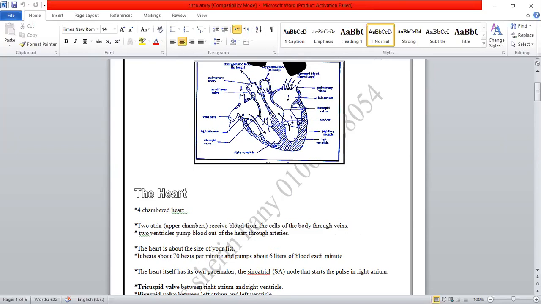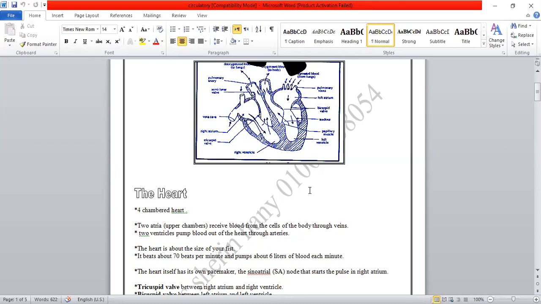The heart is about the size of your fist. If you close your fist and look at it, its size is the heart size. The heart beats 70 beats per minute, on average, and pumps about 6 liters of blood each minute. Good. Let's now talk about the blood circulation.